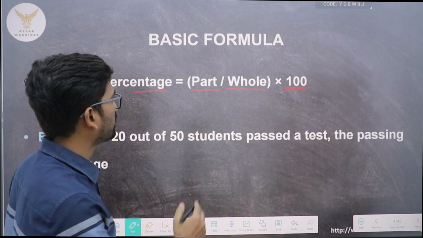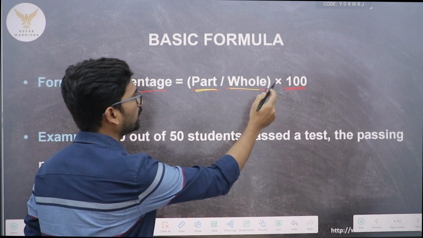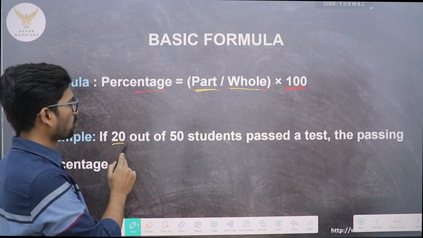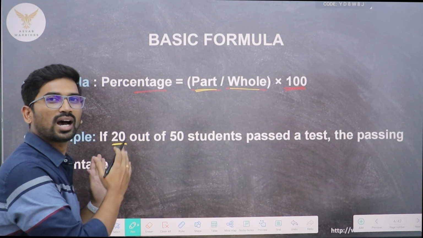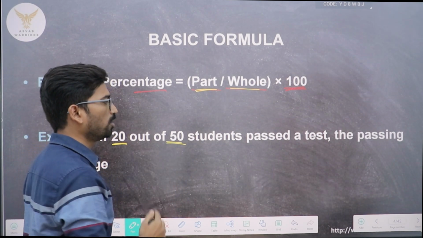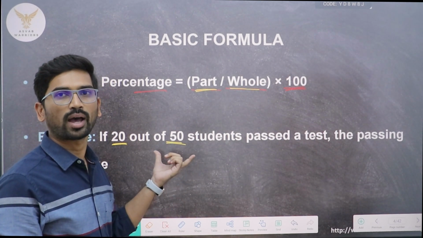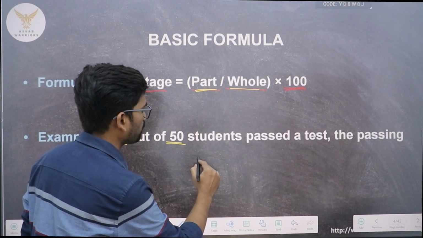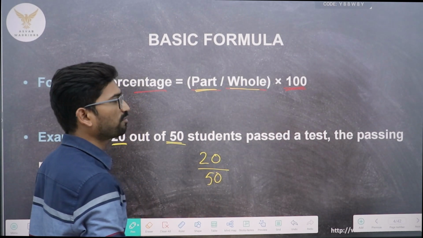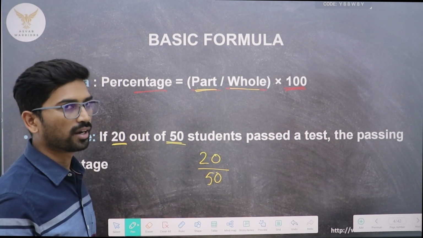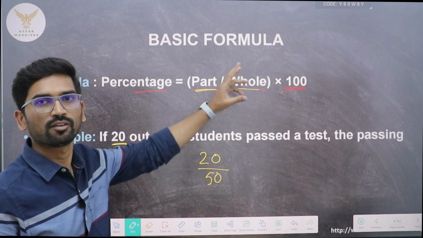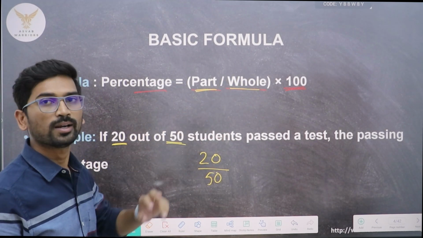We have the formula which says part upon whole times 100 will give us the percentage. Now in this example, what is the part? Part is obviously 20, because 20 out of 50 students have passed. And 50 will be the whole, that is the total number of students who appeared for the exam. So the fraction is 20 upon 50, and when we multiply this ratio with 100, we will get our percentage.